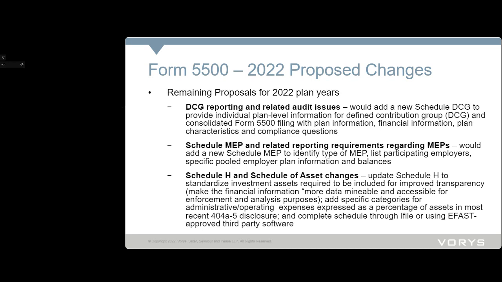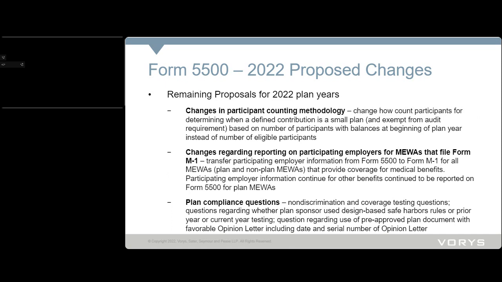The other remaining proposals would be changes in participant counting methodology. So there's a proposal to change how you count participants for determining when defined contribution plans are a small plan and exempt from the audit requirement, for example, which would be based on the number of participants with balances at the beginning of the plan year instead of the number of eligible participants. So this could be welcome news if it's implemented. It would certainly help those plans if you're hovering around the 100 participant mark to determine whether you're a small plan versus counting all eligibles.